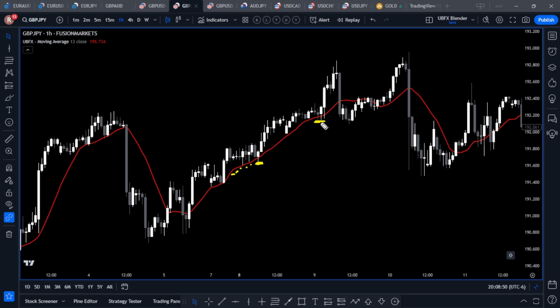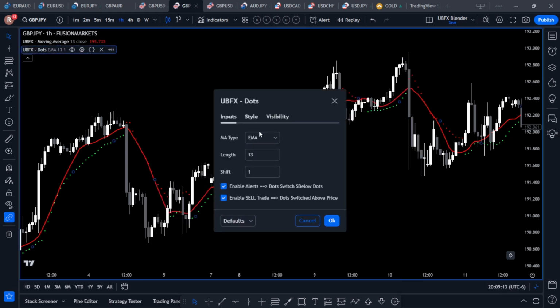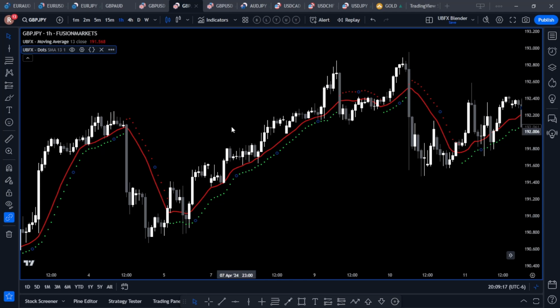Now, the way to make this 13 SMA a little bit more pullback friendly is by using the highs and the lows of that SMA. Now, I've got an indicator that shows that in the form of dots. It's called the dots indicator. And I'm going to adjust the settings to an SMA. We're going to make this exactly what the moving average is. Now the dots show us the highs and the lows of a 13 simple moving average shifted one.